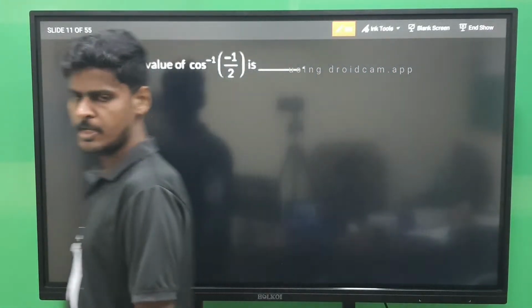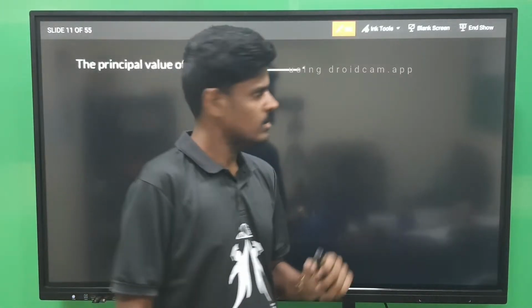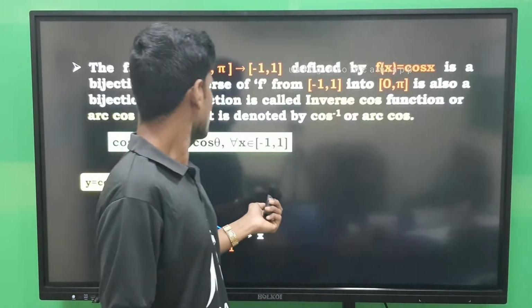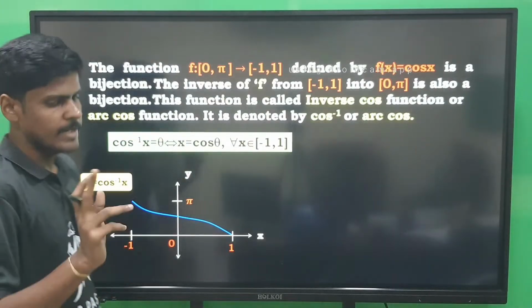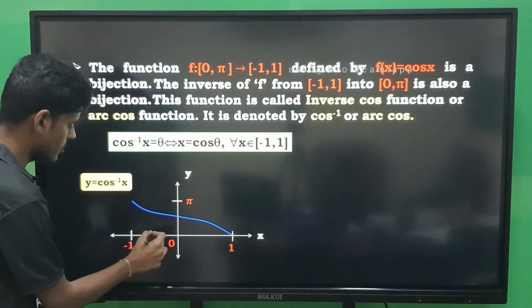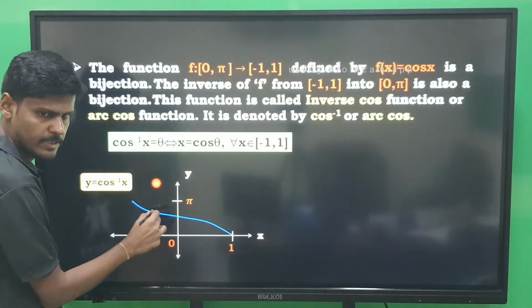Principal value of cos inverse of minus 1 by 2. What does that mean? Input is minus 1 by 2. Where is minus 1 by 2? Here. So corresponding to that, we should check the value of output, this point.